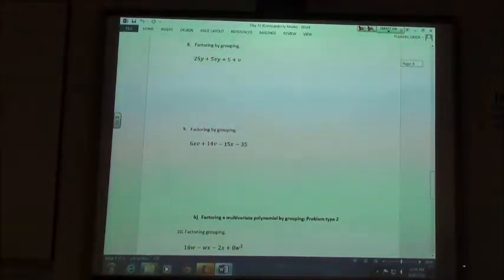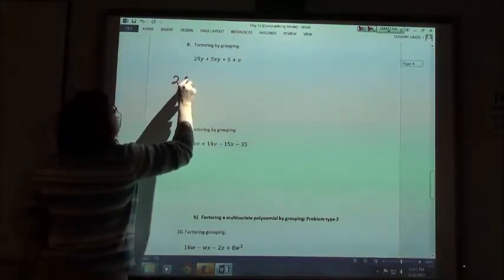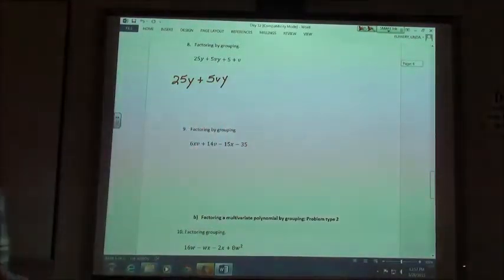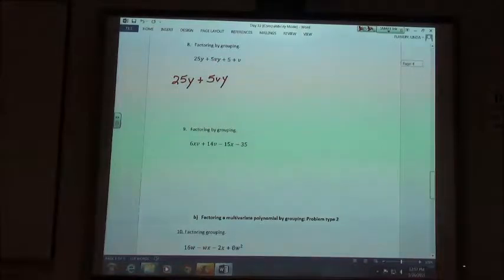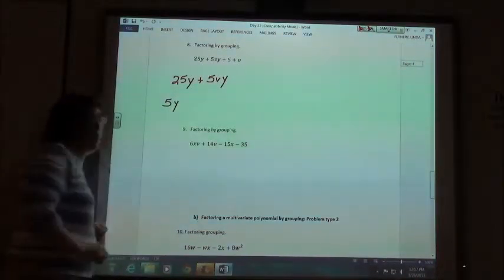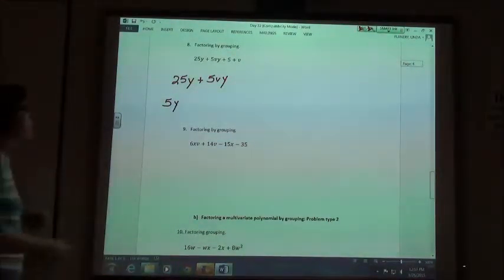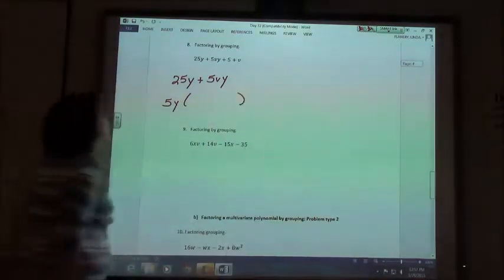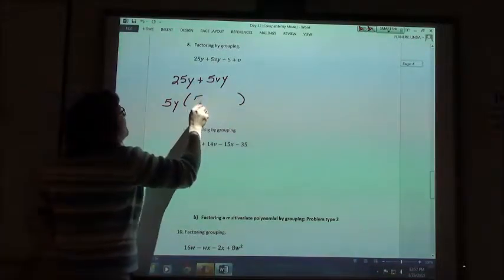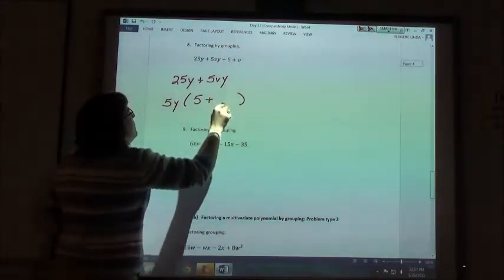So number 8. Which pair do you want to start with? Okay, we'll just leave them with the first two. 25y plus 5vy. Both of those are divisible by 5, and a y. A 5y would be my greatest common factor. So if I divide them both by 5y, I'm going to get 5 plus v.